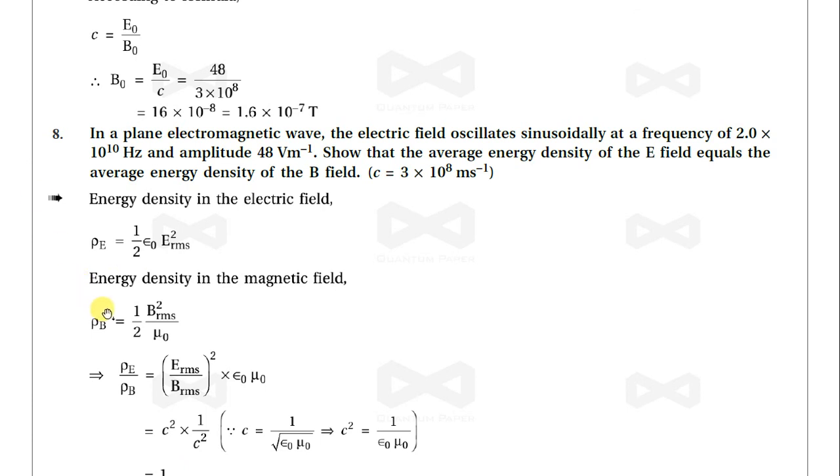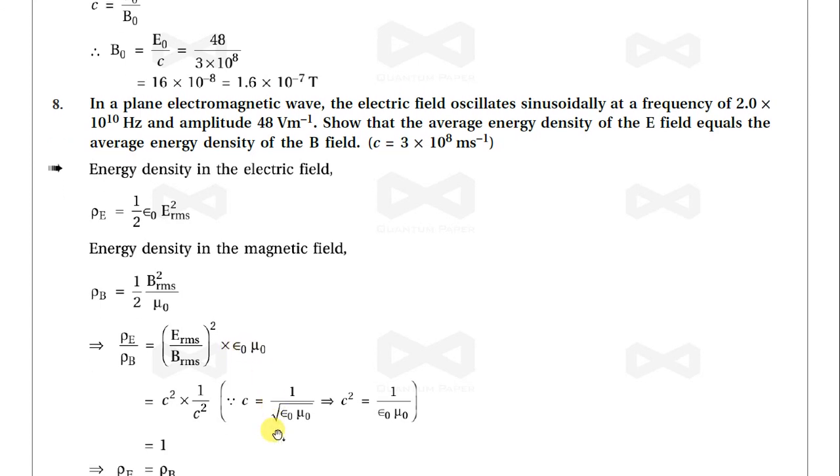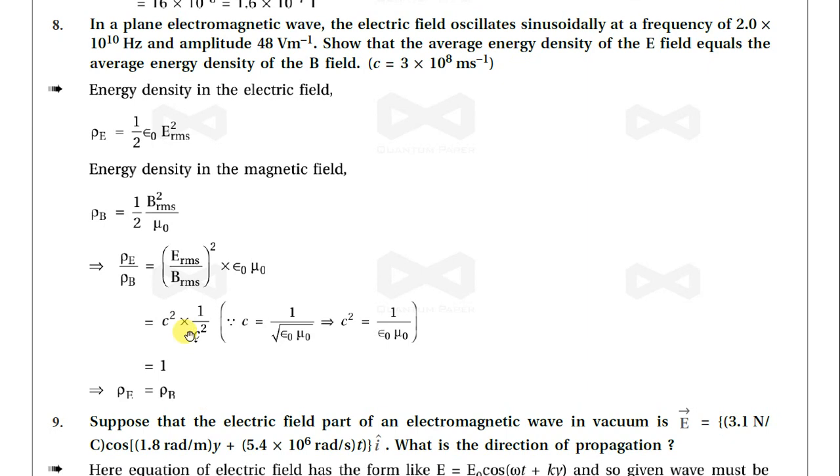So we take the ratio. Rho E upon rho B is equal to E RMS upon B RMS, squared, multiplied by epsilon 0 into mu 0. Since C squared is equal to 1 upon epsilon 0 mu 0, we get the value 1. So rho E is equal to rho B. The energy density of the electric field is equal to the energy density of the magnetic field.